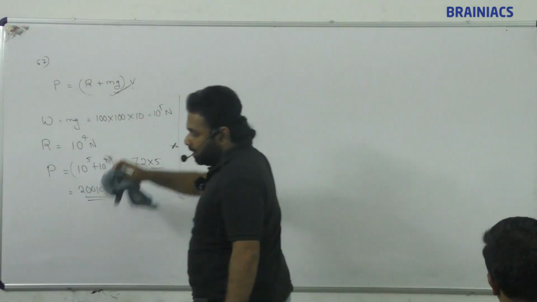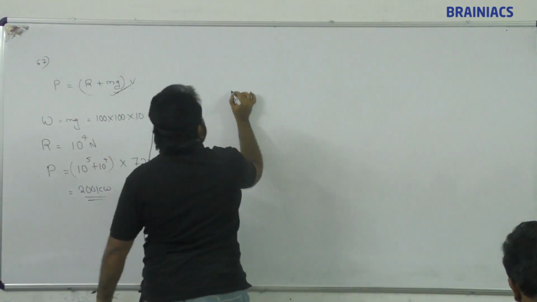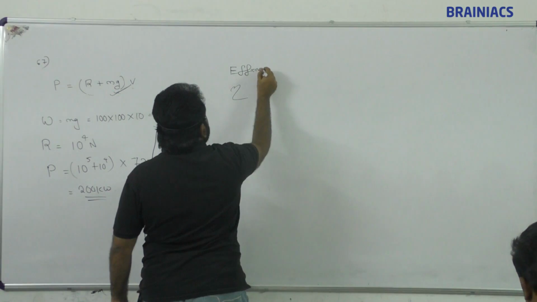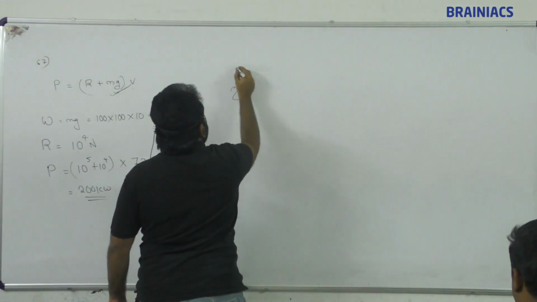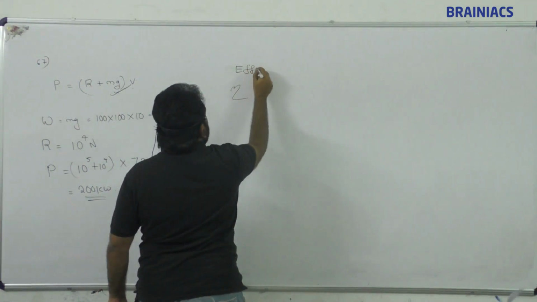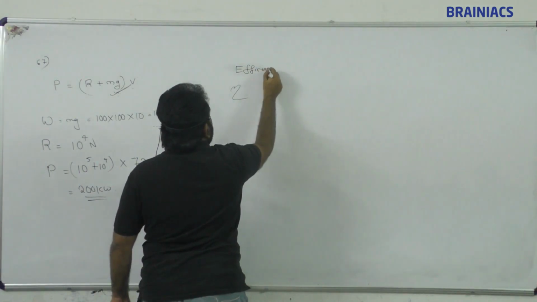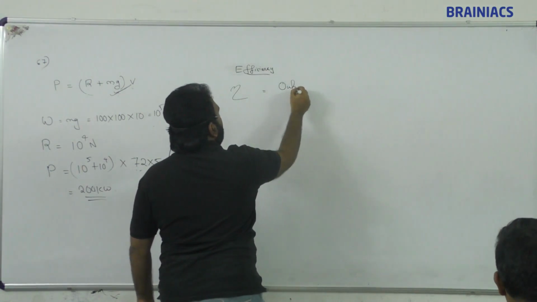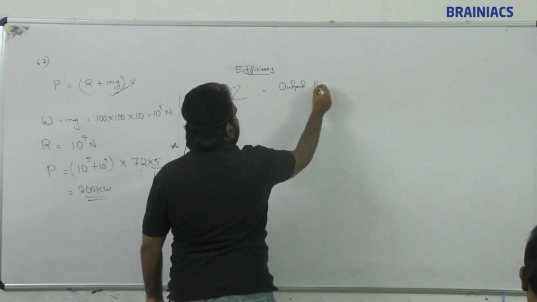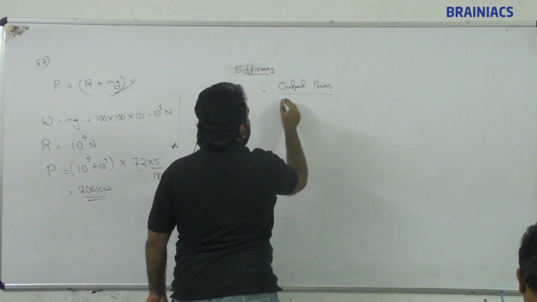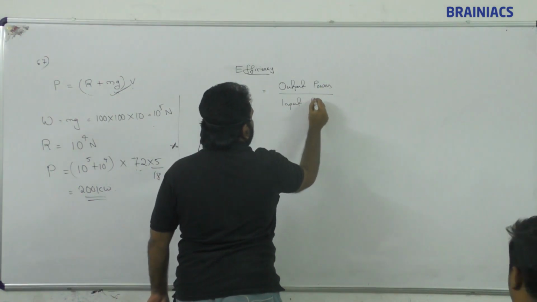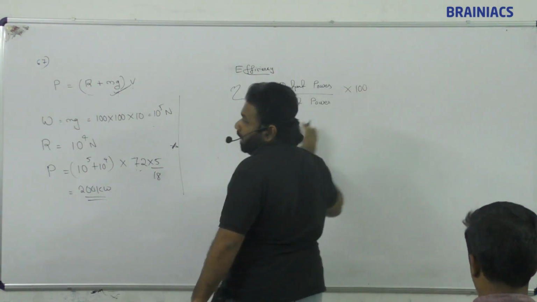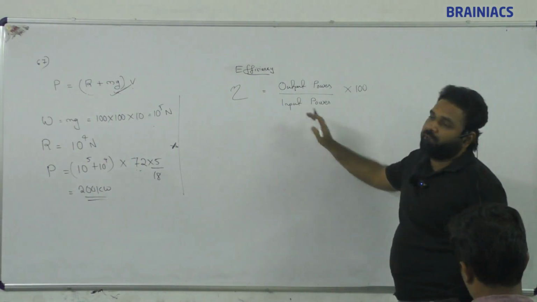Okay children, see, now one more thing regarding power is efficiency. Efficiency is what? Output power divided by input power. So if it is in percentage, we will be multiplying with 100. Okay, output power divided by input power.